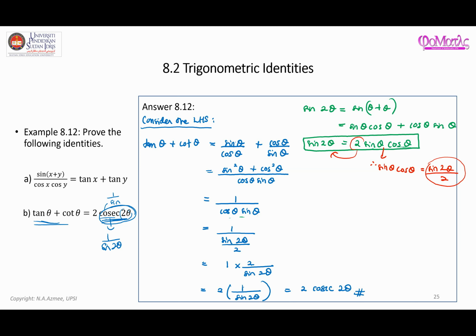So there you go. You have managed to prove that the left-hand side is indeed equal to the right-hand side.